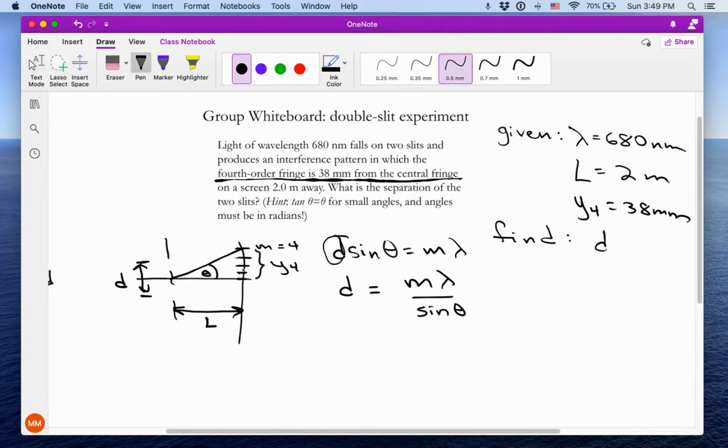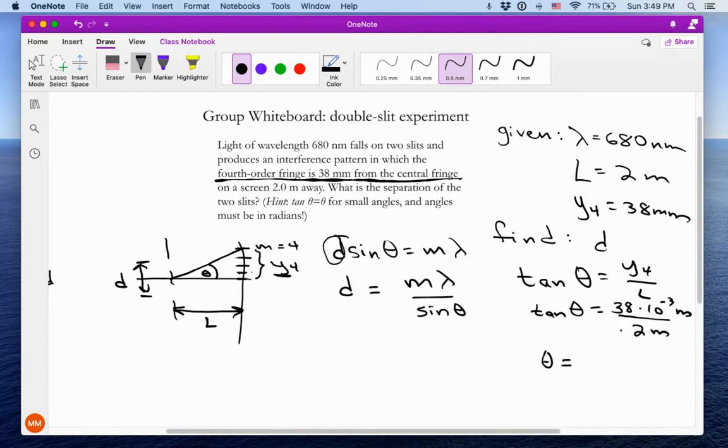But I do know here in my picture, y4 over L gives me tan theta. So that other equation that we use, tan theta is equal to y4 over L. So tan theta is equal to, so y4 is in millimeters and L is in meters, so I want them to have the same units. So I'm going to convert 38 times 10 to the minus 3 meters over 2 meters. And so when I solve, I'm going to get theta.